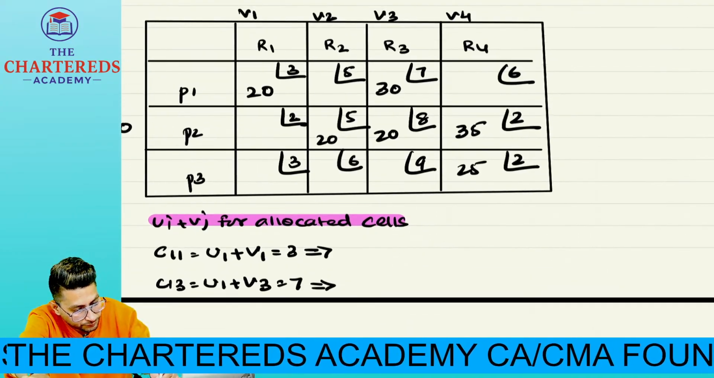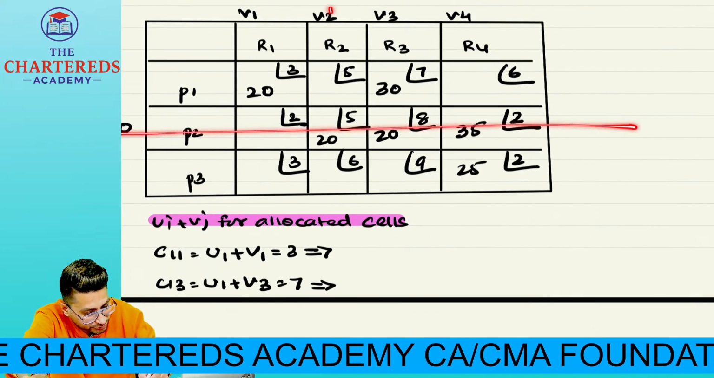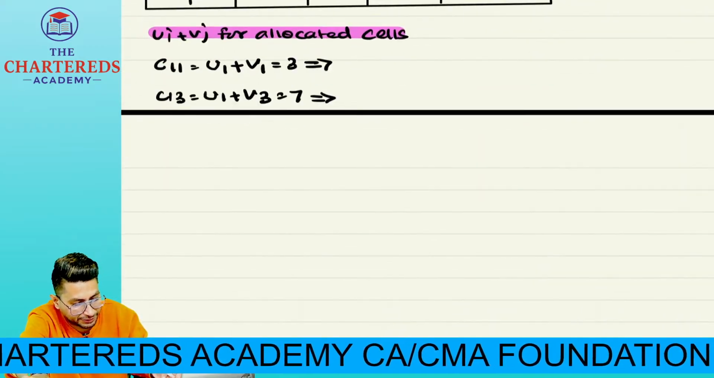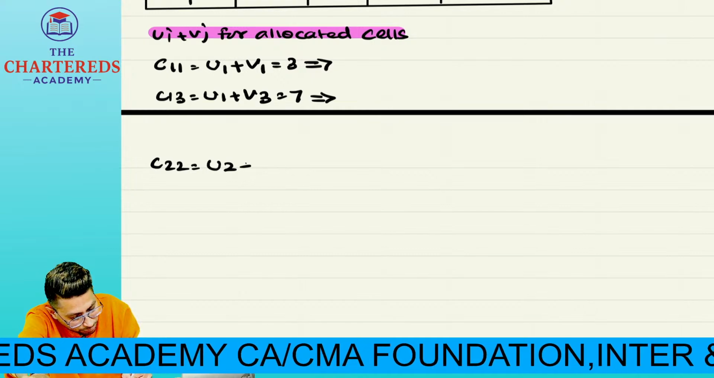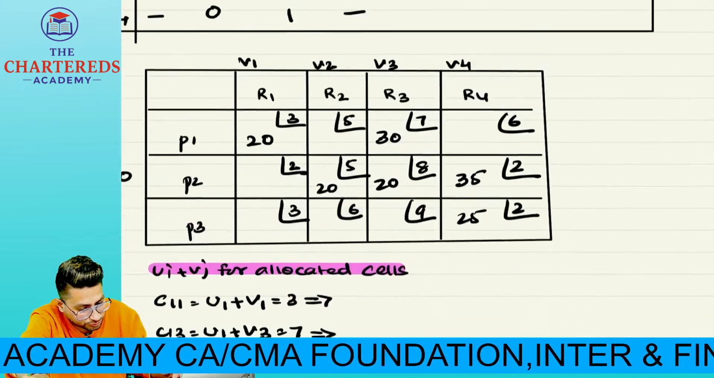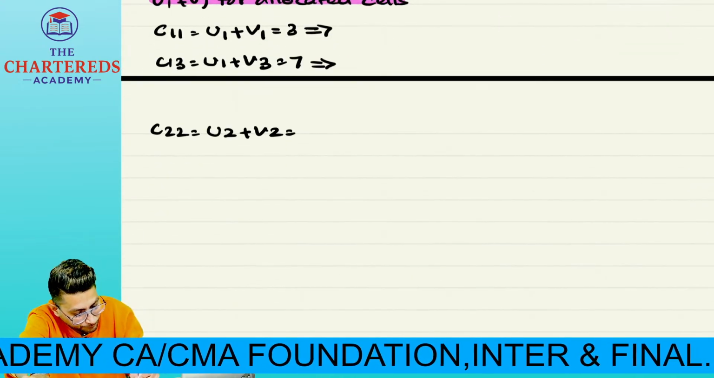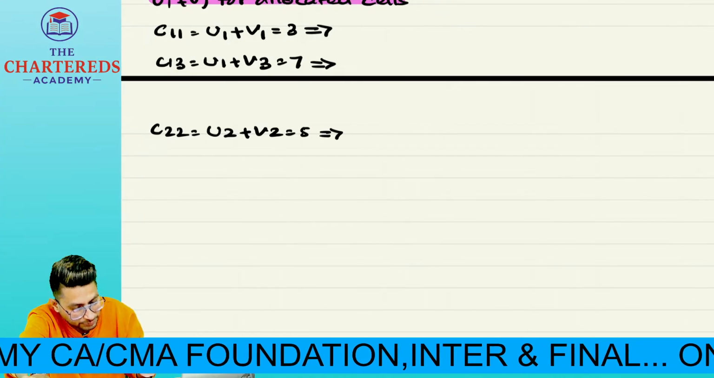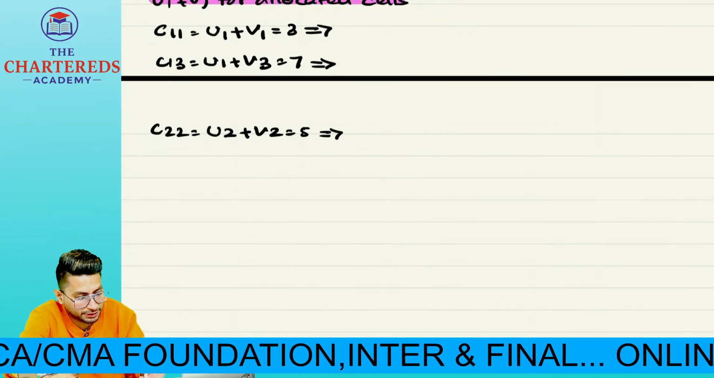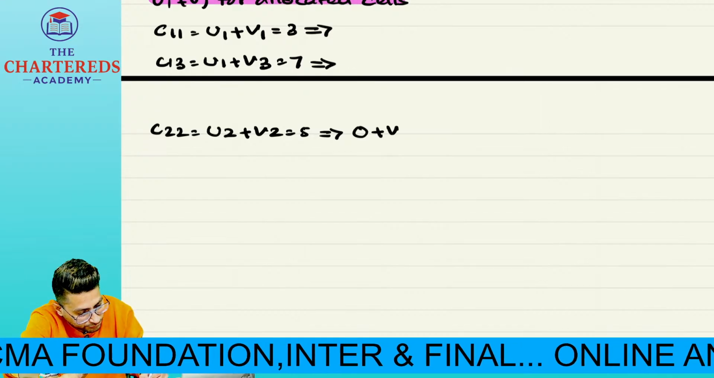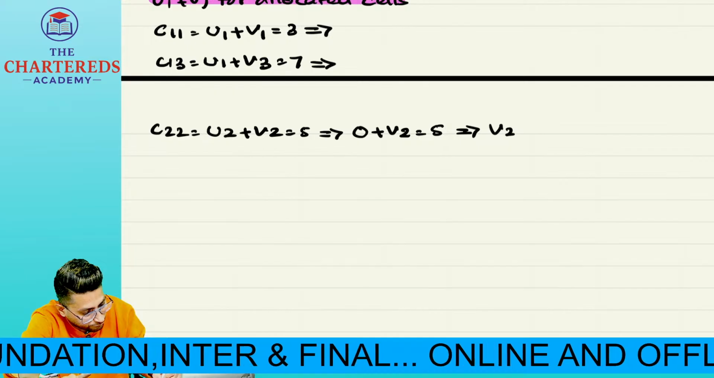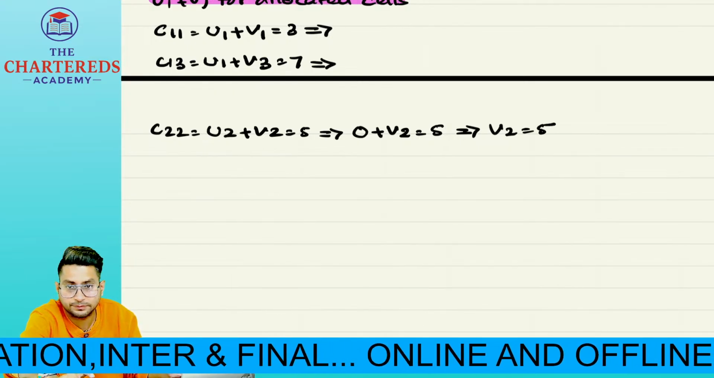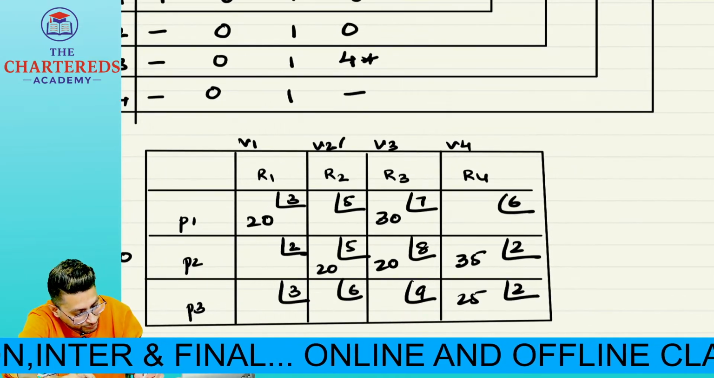Next, second row, second column. How will I write? C22 is equal to how much? 5. Cost is 5. We have assumed U2 to be 0 plus V2 I don't know is equal to 5. Then V2 will be equal to 5. So I'll go here and write V2 is 5.